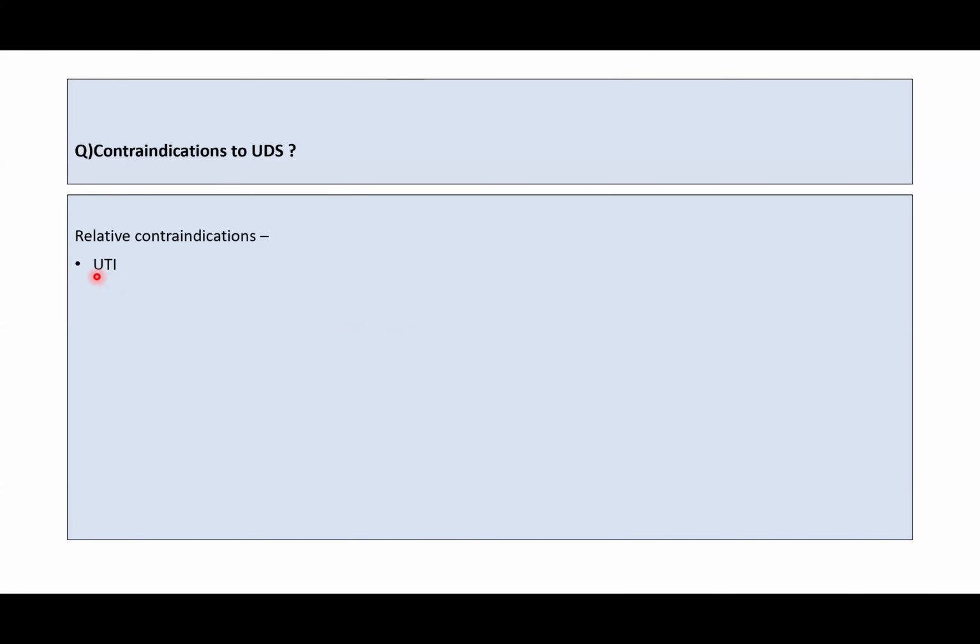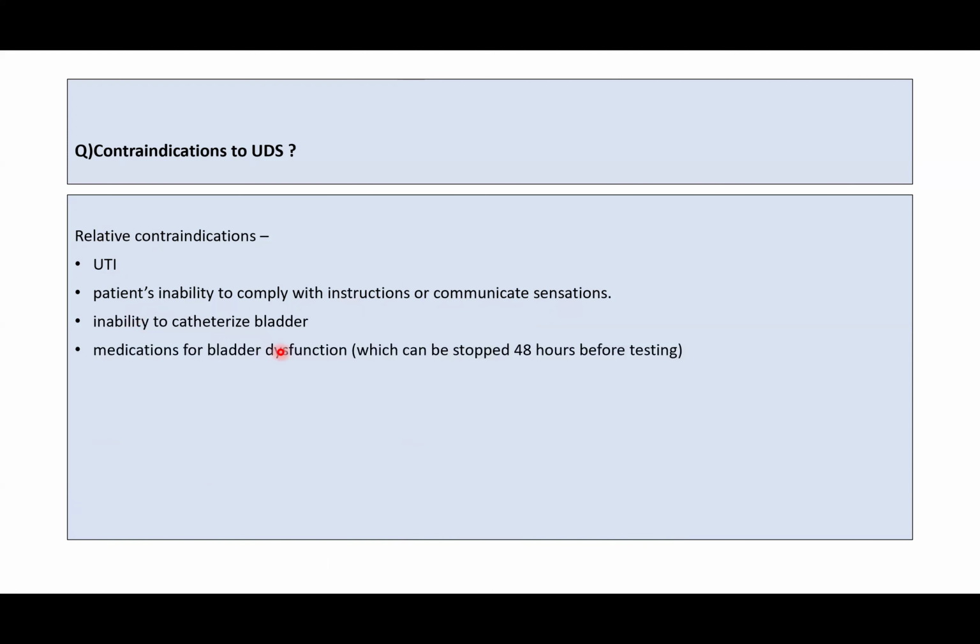Okay, UTI has to be treated before starting the urodynamics. Now, if the patient is unable to understand the instructions given, or she is having some communication problems and is not able to communicate the sensations, inability to catheterize the bladder, if she's on medications like anticholinergics, they can be stopped 48 hours before testing. If she is already having an indwelling catheter, autonomic dysreflexia.